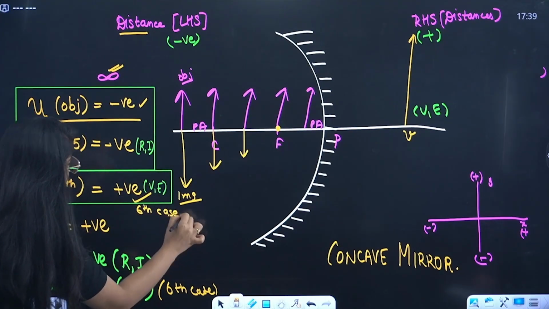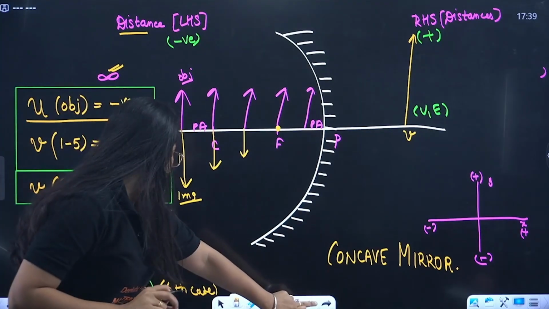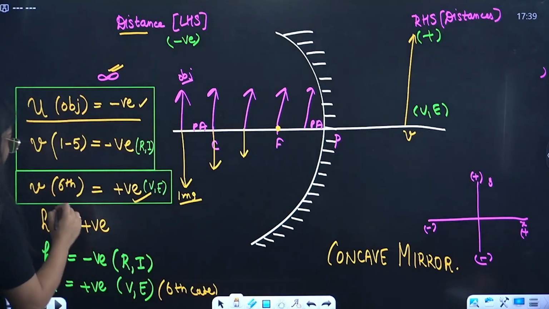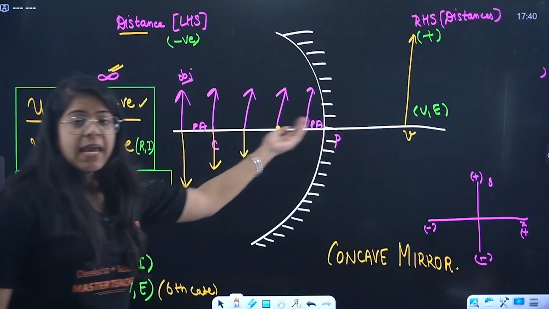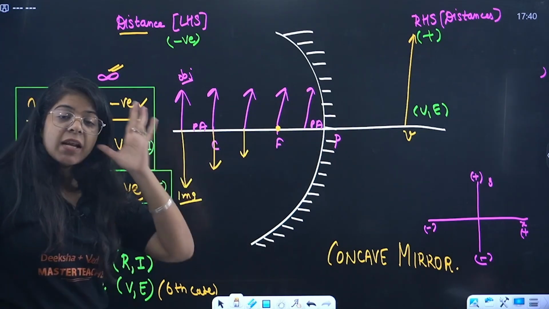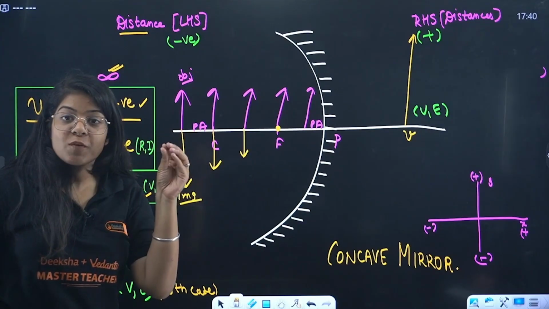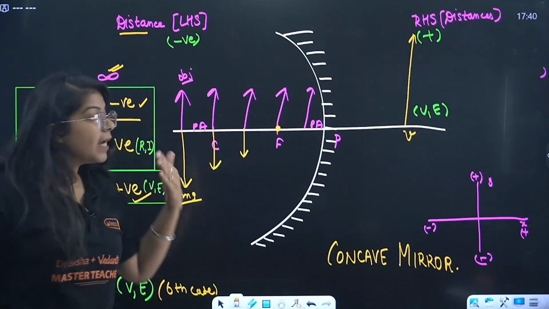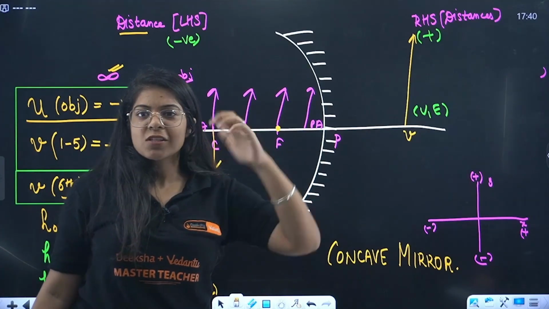See, it can seem like a lot of information to process, but it's actually not. I have already written it as the 6th case here. Height of image is positive only in the 6th case. In 5 cases, it is negative. Then once you understand it, you won't even realize how much information you know in your brain. When I'm teaching you, then only I can understand, like, okay, there are lots of things, but I remember it.